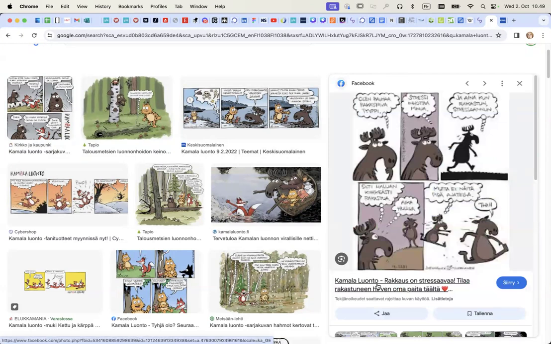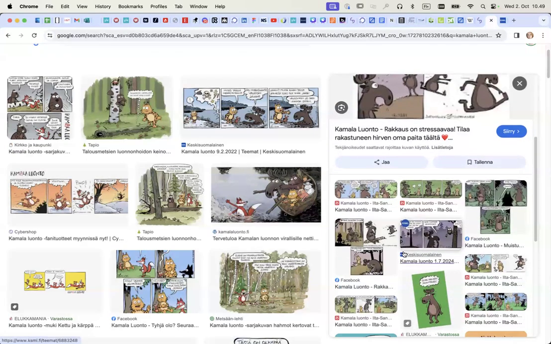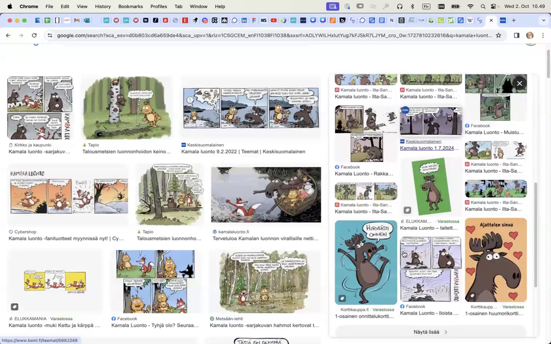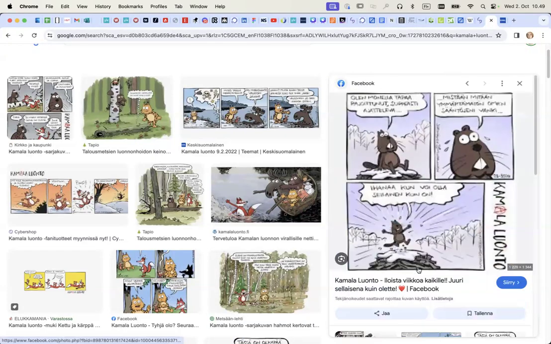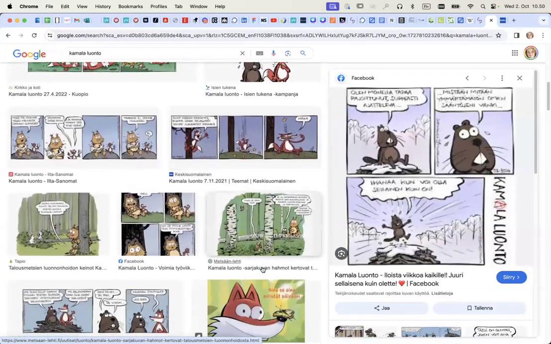And as you can see, they are all anthropomorphized animals. Although they do live in the forest, they all walk on two legs, and they talk, of course. We also have, which other character should I show you? Okay, there's the beaver again. And do we have any of the rabbits? They are fun too.